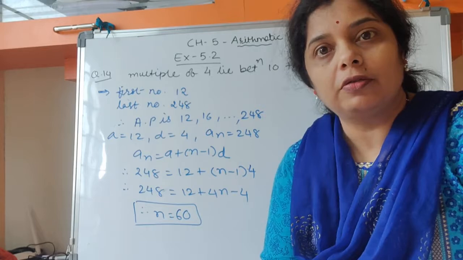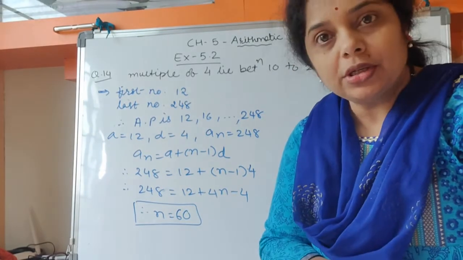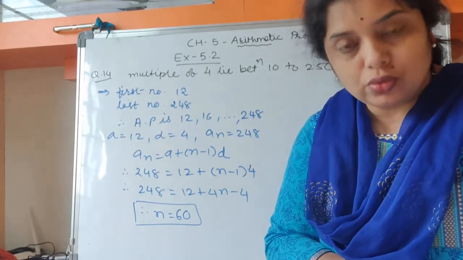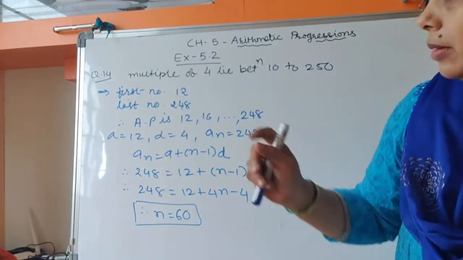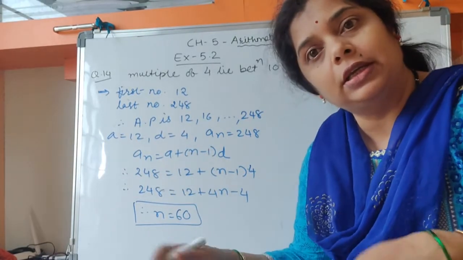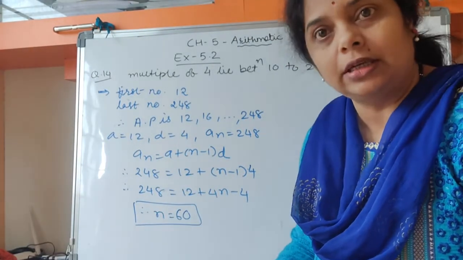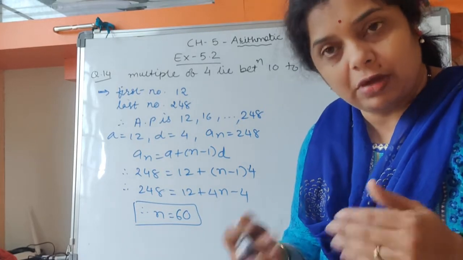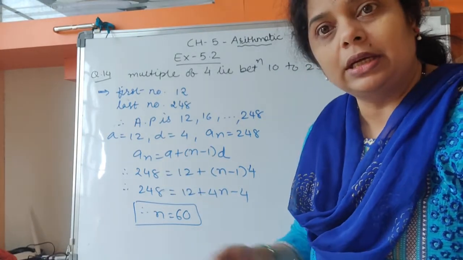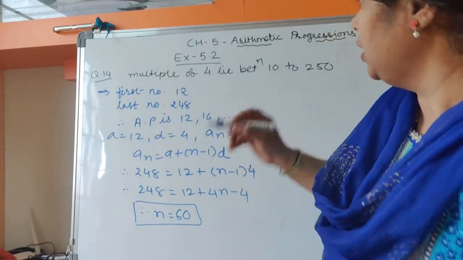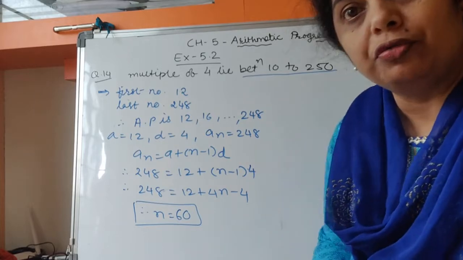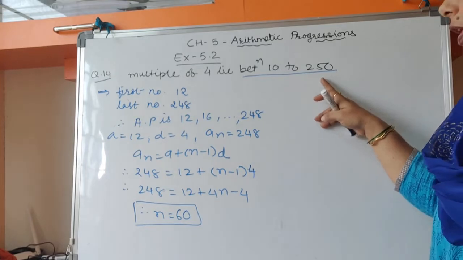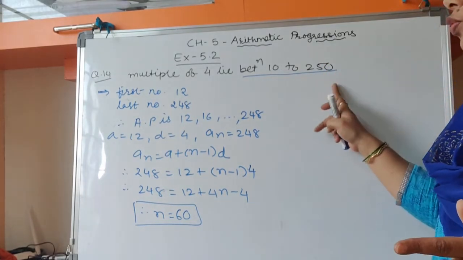Now continue with the 14th question. In the 14th question it is asked how many multiples of 4 lie between 10 and 250. Again, the same question as the earlier one, question 13. In that, the AP was not given, we found it out, right? Here also, but here the numbers are given, in between 10 and 250. In between means we should not take 10 as well as 250.